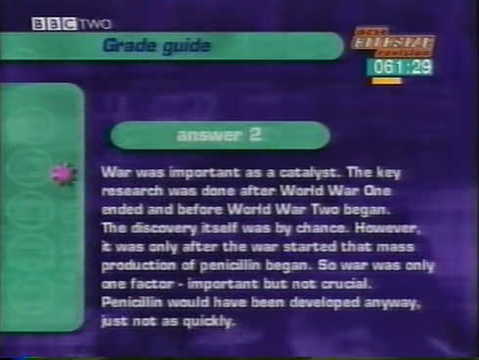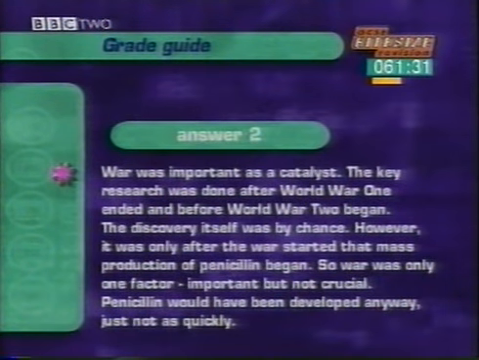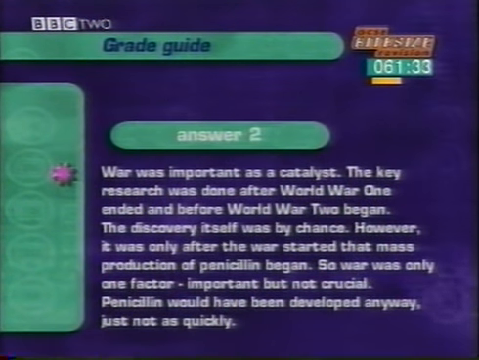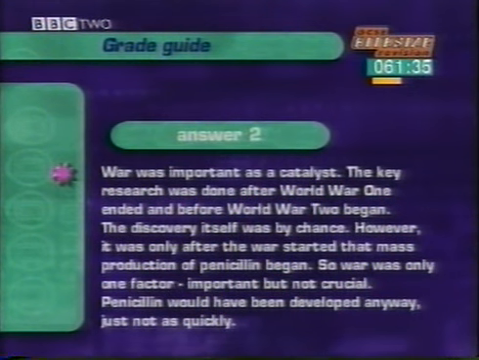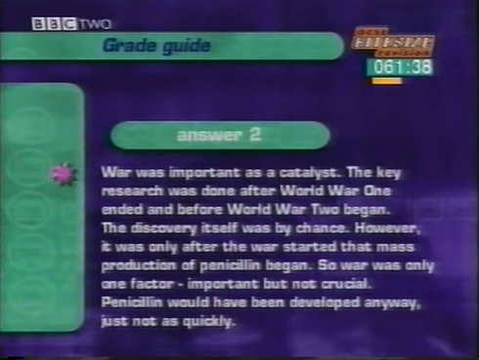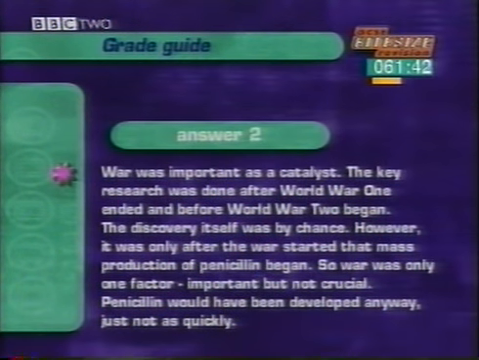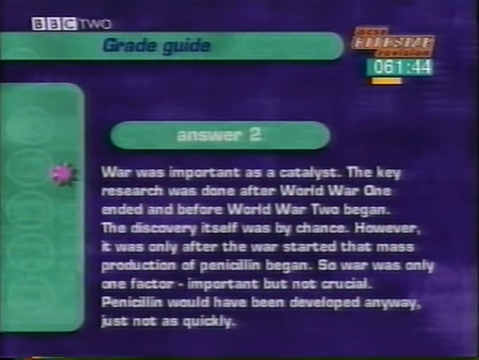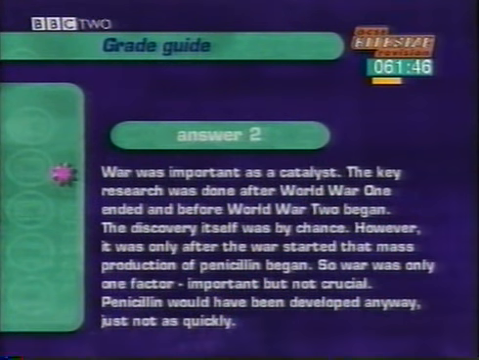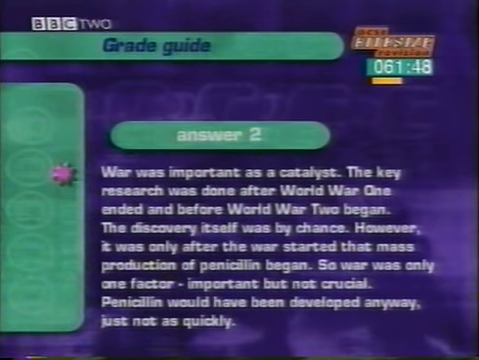War was important as a catalyst. The key research was done after World War I ended and before World War II began. The discovery itself was by chance. However, it was only after the war started that mass production of penicillin began. So war was only one factor, important but not crucial. Penicillin would have been developed anyway, just not as quickly.